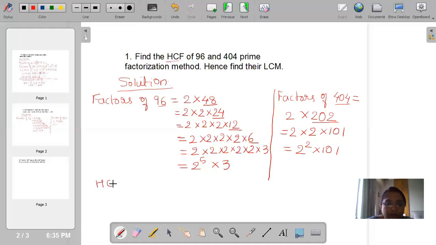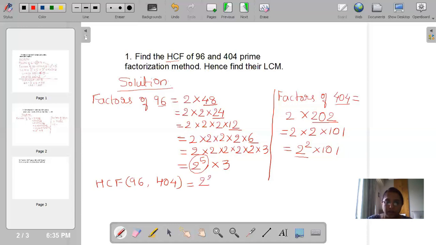HCF of 96 and 404 is equal to the highest common factor, which is common in both the factors. Just see here, 2 raised to 5 is there. Is 2 raised to 5 here? No. But 2 square is there. 2 square is common in both. You have to consider the smallest power.